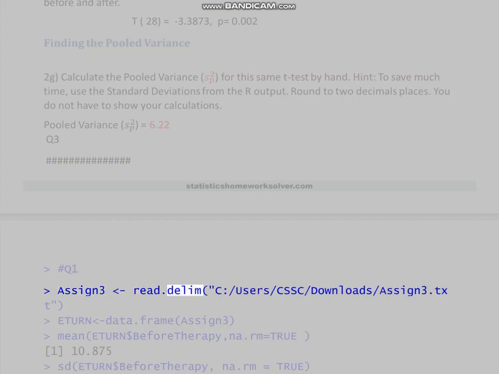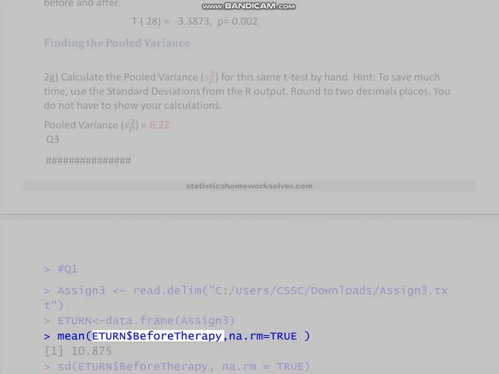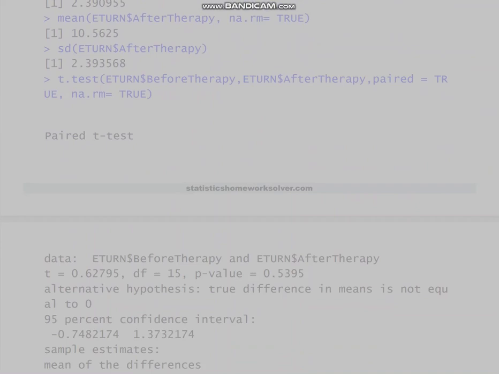Q1. assign3 equals read.delim, c:/users/cssc/downloads/assign3.txt. Mean(assign3$beforetherapy, na.rm=TRUE), 10.875. SD(assign3$beforetherapy, na.rm=TRUE), 2.390955. Mean(assign3$aftertherapy, na.rm=TRUE), 10.5625. SD(assign3$aftertherapy), 2.393568. t.test(assign3$beforetherapy, assign3$aftertherapy, paired=TRUE, na.rm=TRUE). Paired t-test.